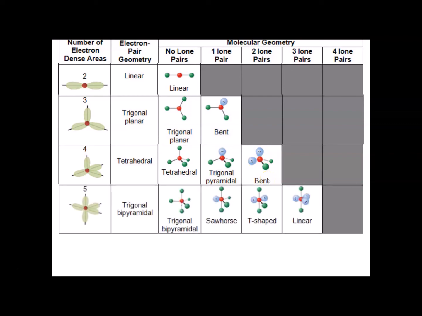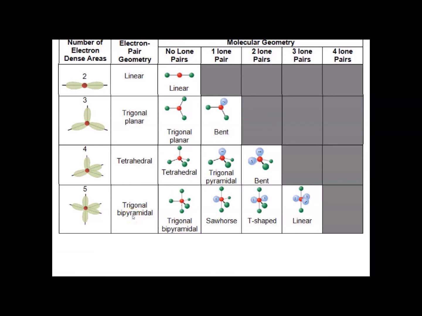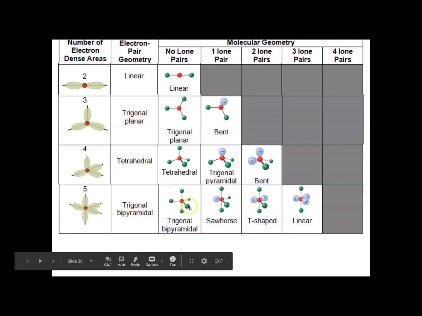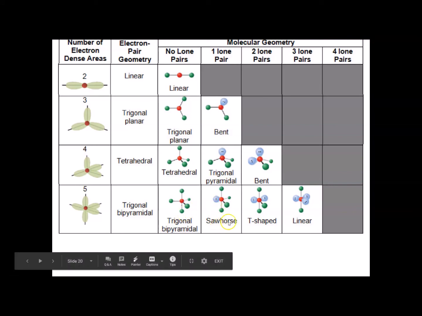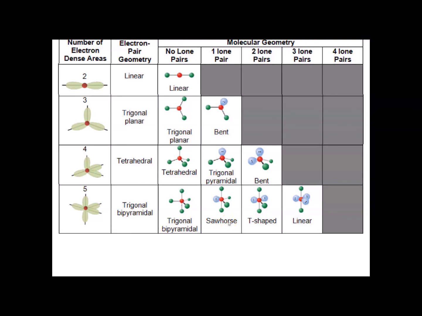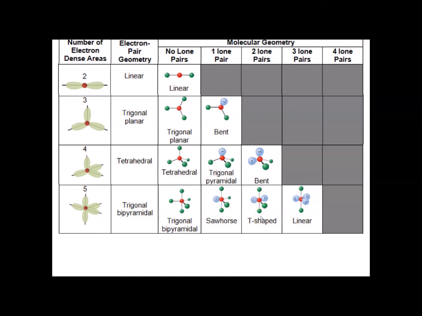And then things can get wild here. This is kind of the fun part of chemistry. If there's 5 electron groups, the name of the electron geometry is trigonal bipyramidal. If all 5 electron groups are bonding groups, then it's a trigonal bipyramidal molecule. But what if there's 1 lone pair? We call that sawhorse or seesaw. Some textbooks will say seesaw. What if there's 2 lone pairs? They call that a T-shape, because subtracting out the lone pairs, you're left with a molecule that looks like the letter T. Or what if there's 3 lone pairs? Then you're left with a linear molecular shape.